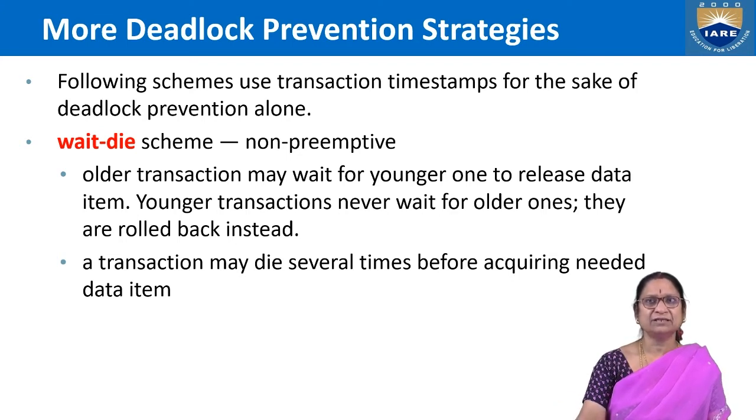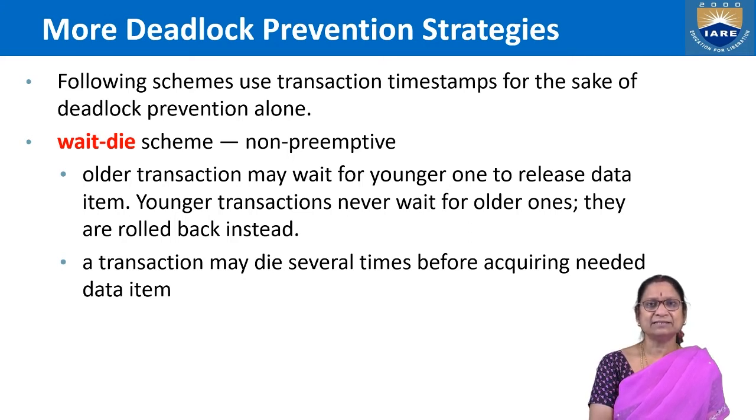By using this, up to a certain extent, deadlock can be prevented. That is, younger transactions may not wait if the data items are held by the older transactions. But if an older one may wait for the data items held by the younger one, then entering into deadlock is very, very rare. In such a way we can prevent it. A transaction may die several times before acquiring the needed data item. So if a younger one won't wait till the older one terminates, then what is it supposed to do? It has to roll back so that it will restart again.